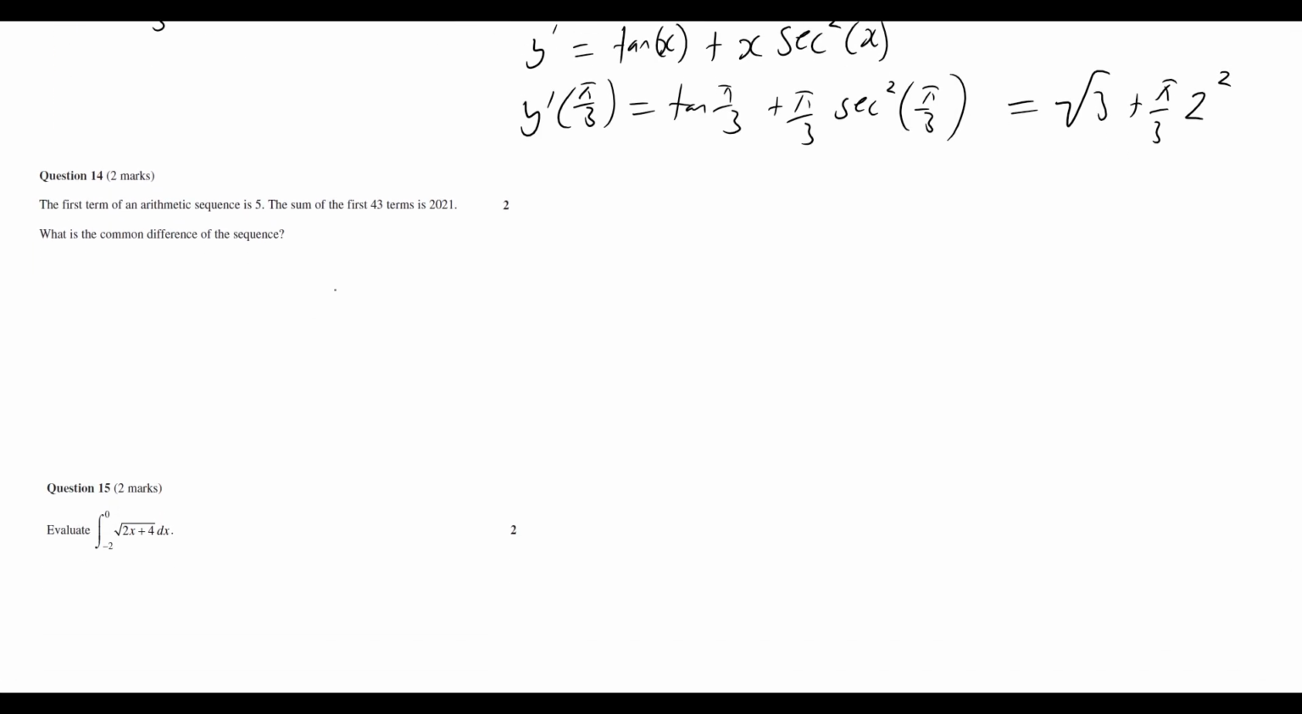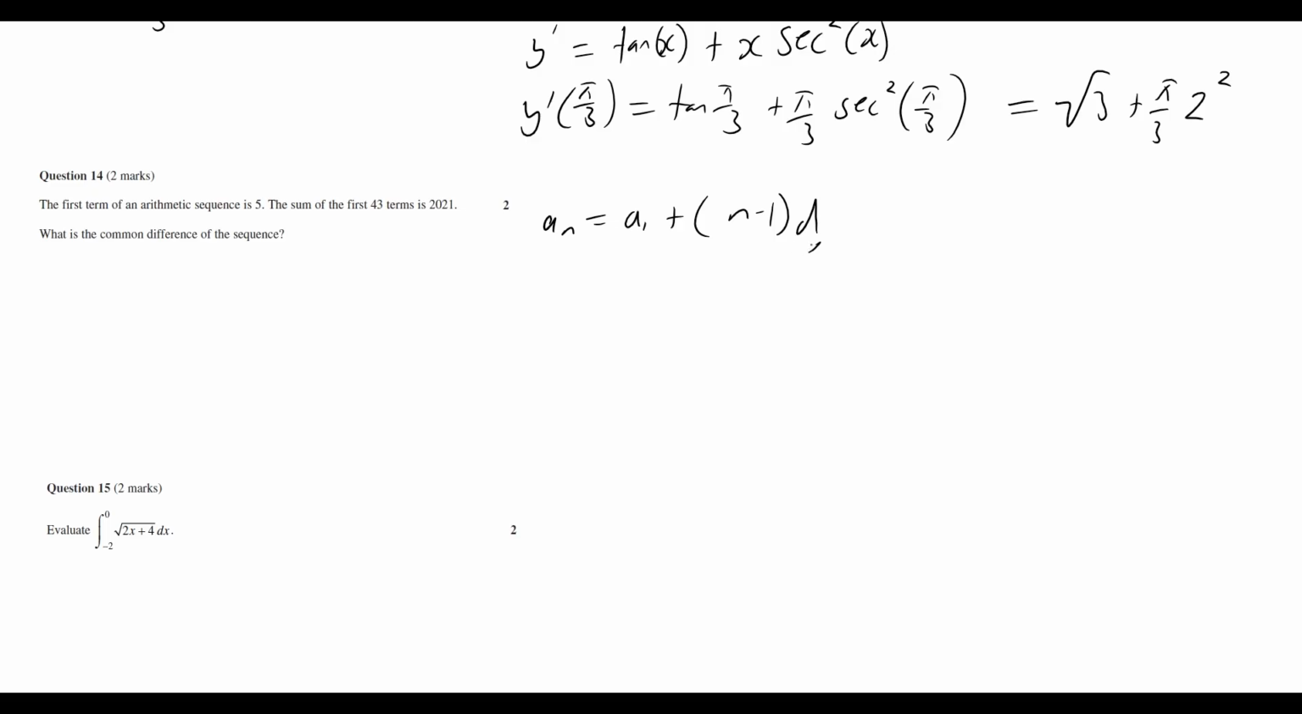So the first term of an arithmetic sequence is 5. So the sum of the first 43 terms is 2021. So what is the common difference of this sequence? So there's a few things that we know about APs. So we'll just quickly write down what we do know. So we know that a_n equals a_1 plus (n minus 1) d. Can we use that here? I don't think we can, unfortunately.